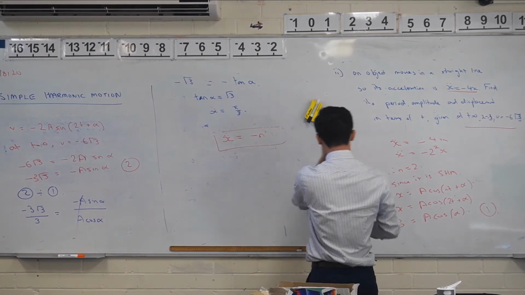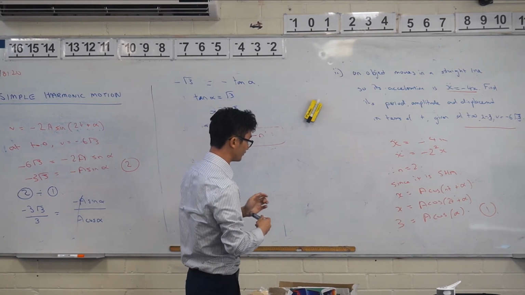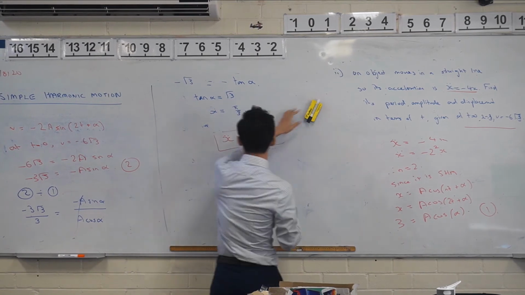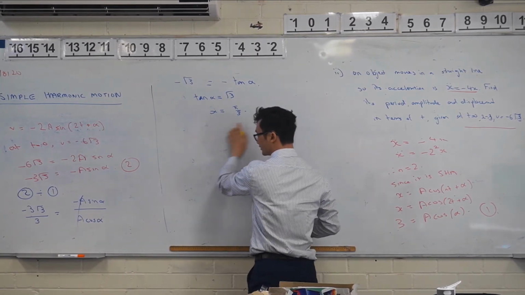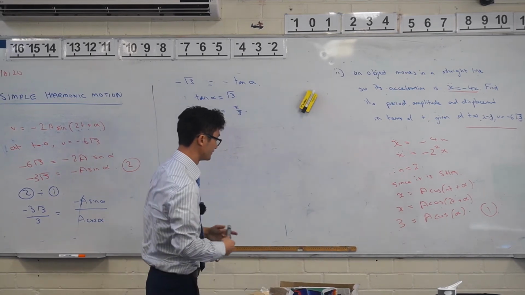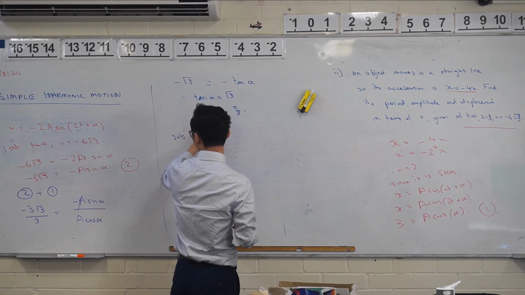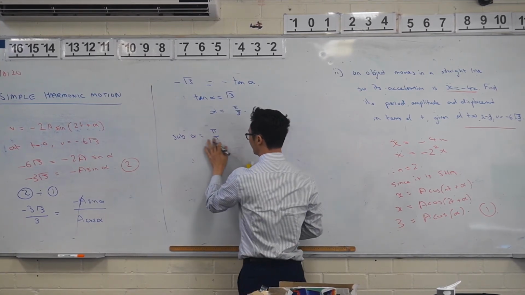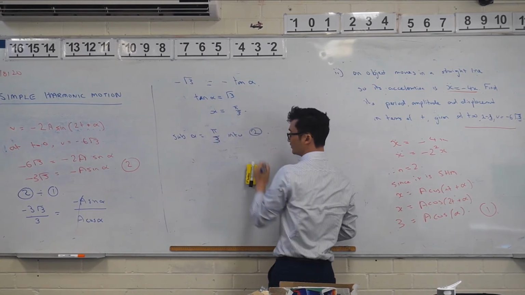Yeah, can you find that? Okay, so we've got our... or we could just substitute it into one of these, right? Which one do you guys want to do? One or two? Substitute alpha equals pi on 3 into 2.